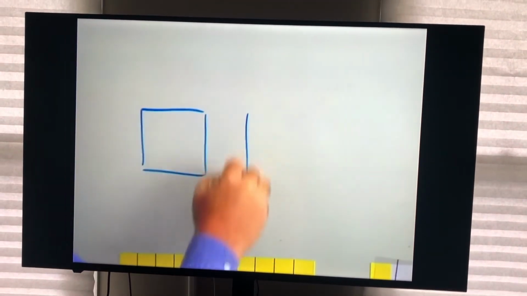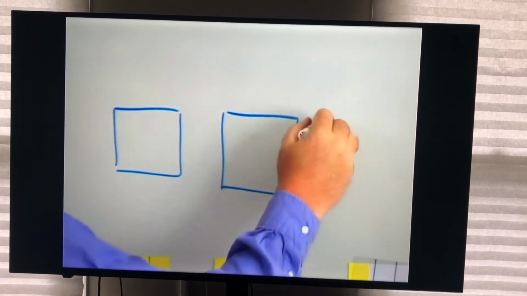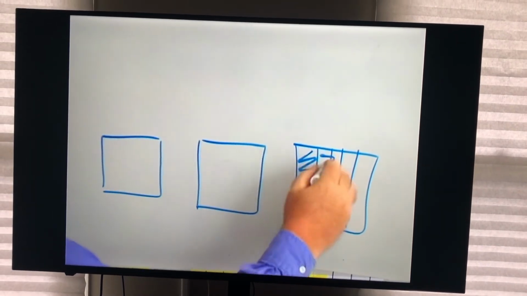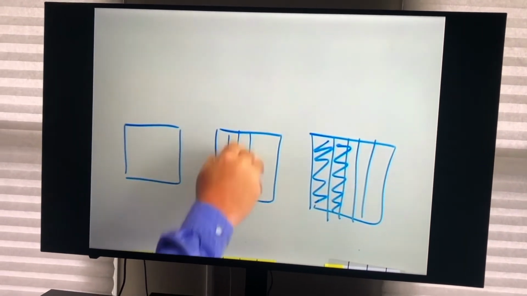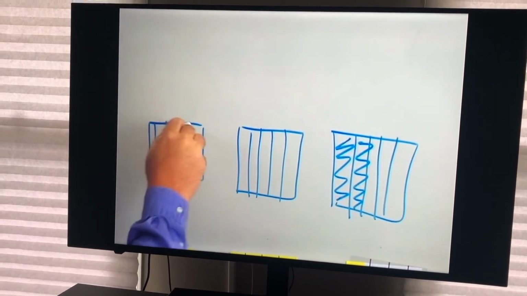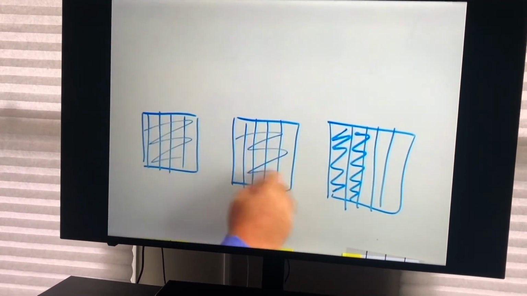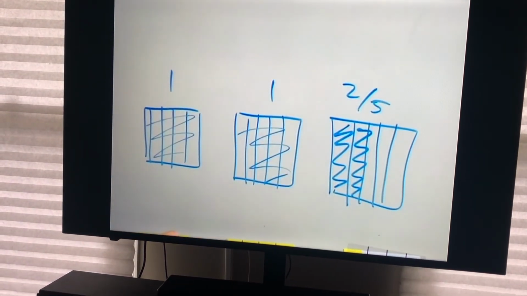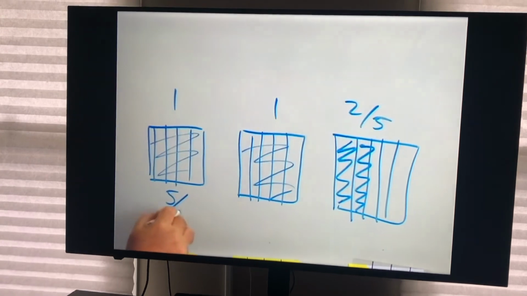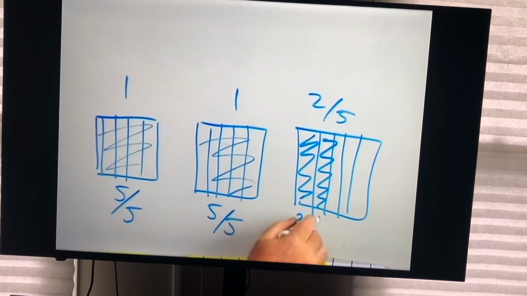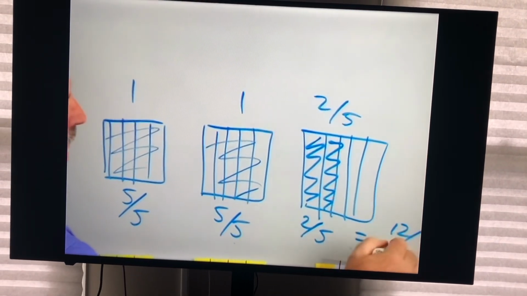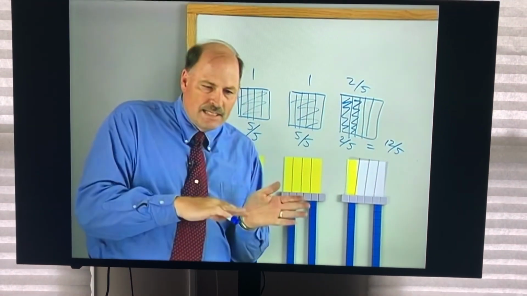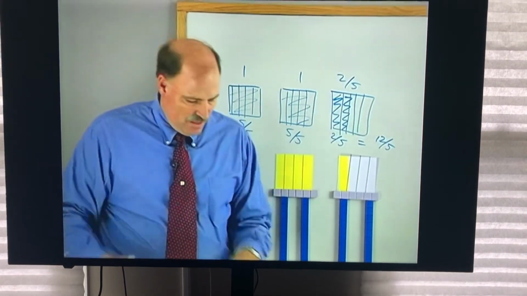So there's the 2. And then we'd have to draw the 2/5 like that, right? And then we'd have to change these into fifths and highlight the whole thing. So we have 1 plus 1 plus 2/5, or 2 and 2/5. But we also have 5/5. 5/5, 5/5, and 2/5 is 12/5, right? So do you see how to go back and forth between mixed numbers and fractions? Good job.